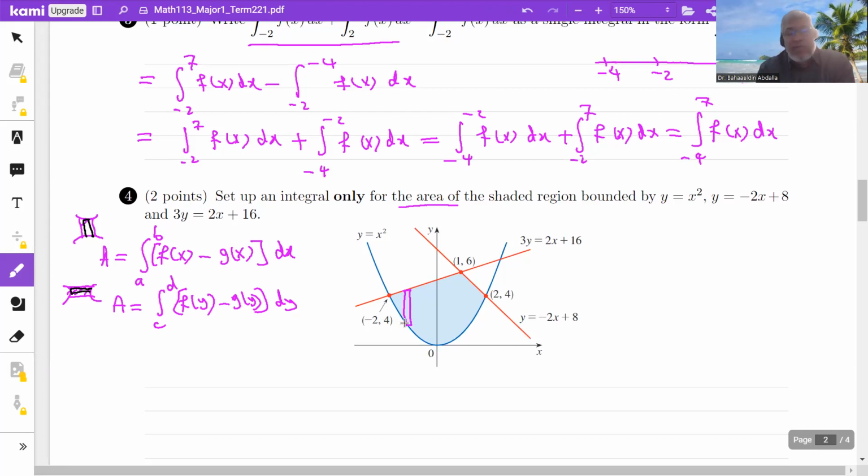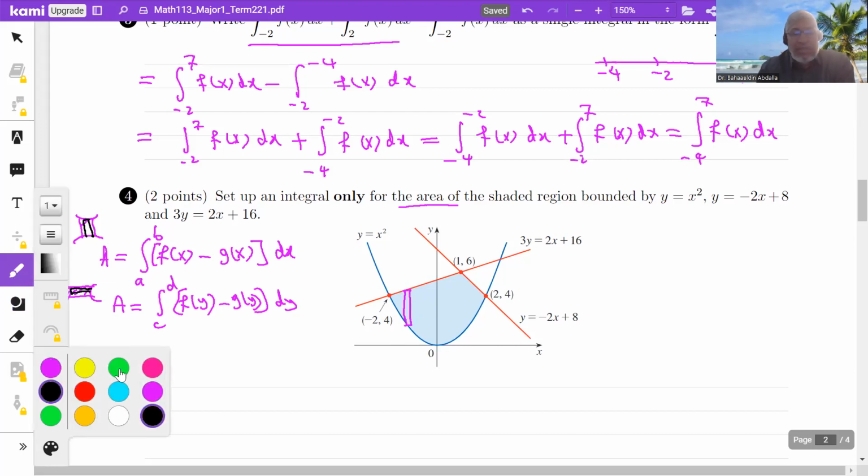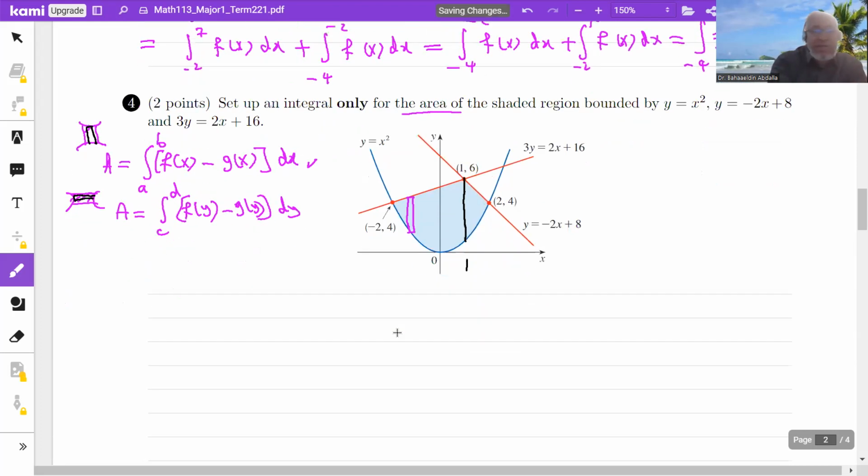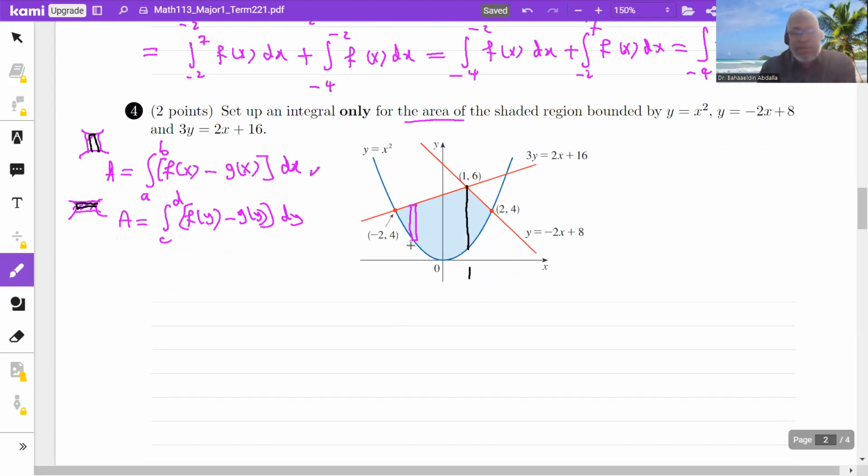If I choose a vertical rectangle, we notice that this region, up to this line, when x is 1, okay, this rectangle, when you move it right and left, always the line, this line, 3y equals 2x plus 16, will be above this curve, y equals x squared. So I can find this area using the first formula here. Okay? And the width of the rectangle is delta x.